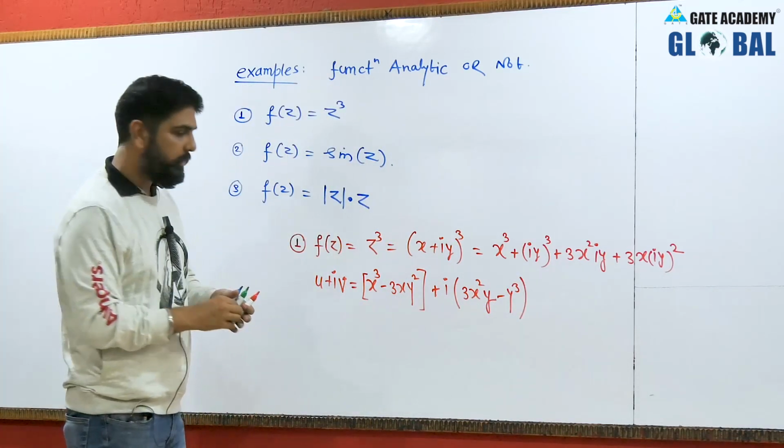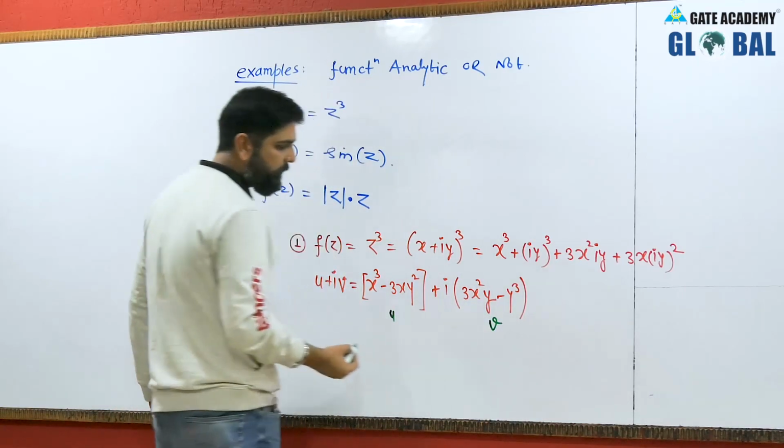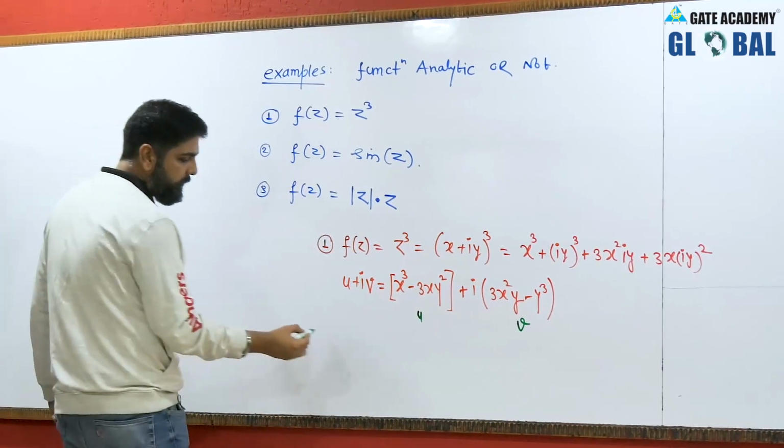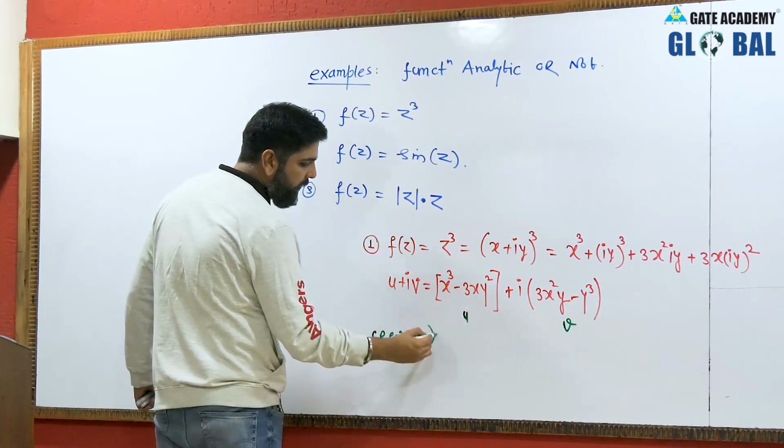So this is u, and this is our v. For the analytic function we need to check the CR equation. So what are the CR equations? I am writing here del u by del x.